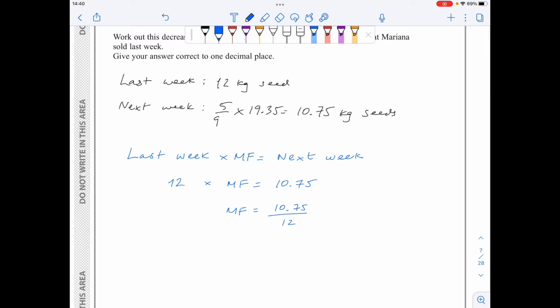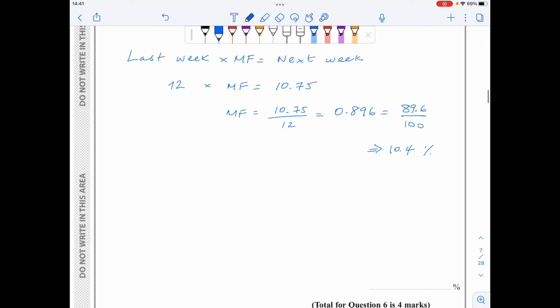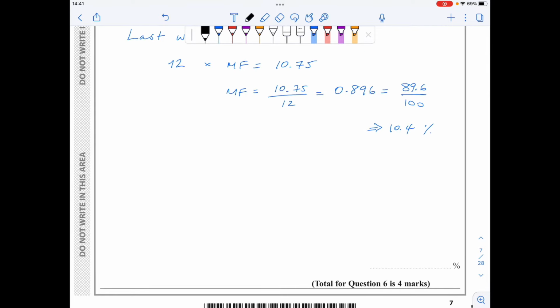So the multiplying factor is 10.75 over 12, which is equal to 0.896. As a fraction with denominator 100, this is 89.6 over 100. Now, given that 100 is my starting point, this is 10.4% below 100, which is the final answer.